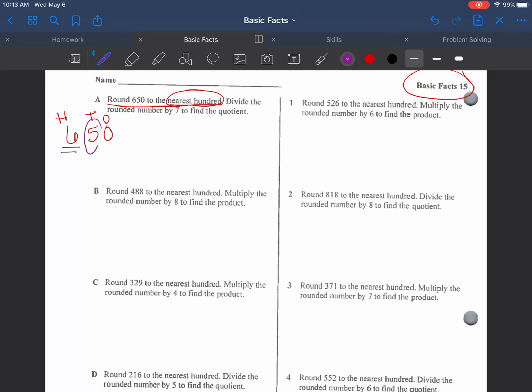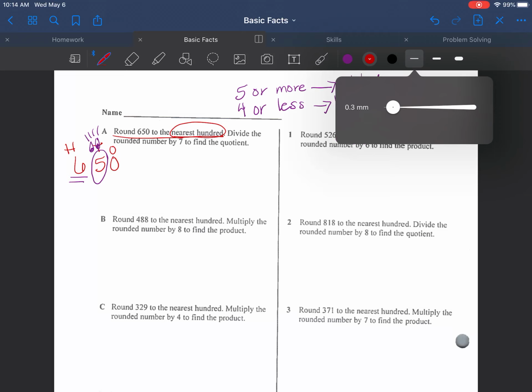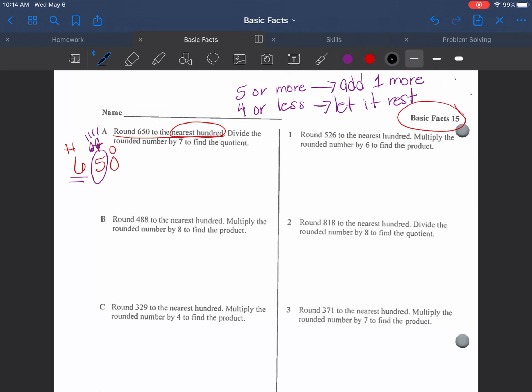650 to the nearest 100. Ones, tens, hundreds. So where am I going to round? To the nearest 100, underline. Circle the number to the right, because this is the one we're looking at. Remember, when we're rounding, 5 or more, add 1 more. 4 or less, let it rest. So if you notice, it's a 5.